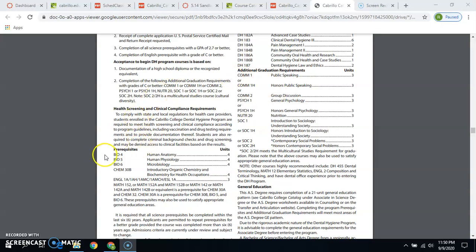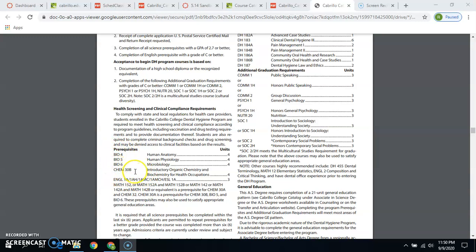And so those prereqs, in order for the student to apply into, in this case, dental hygiene, they have to successfully complete Bio 4, Bio 5, Bio 6, Chem 30A, even though it's not shown here, the student needs Chem 30A, Chem 30B, and a college composition course such as an English 1A.